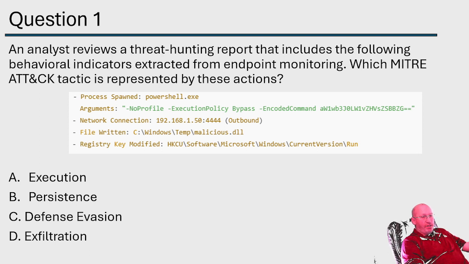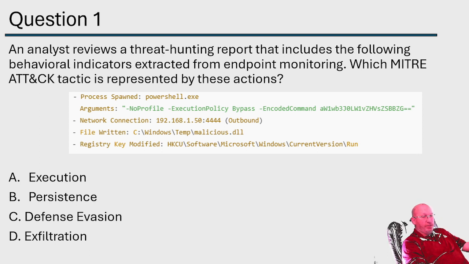An analyst reviews the threat hunting report that includes the following behavioral indicators extracted from the endpoint monitoring. Which MITRE ATT&CK tactic is represented by these actions? We see that PowerShell was spawned. We see no profile, execution policy bypass, encoded command, and a command feature in there. We see that it's connected to 192.168.1.40 at port 4444. We see a file was written for a malicious DLL, and then we see the registry key was modified, and we can see the registry key associated with it. So is that execution, persistence, defense evasion, or exfiltration?